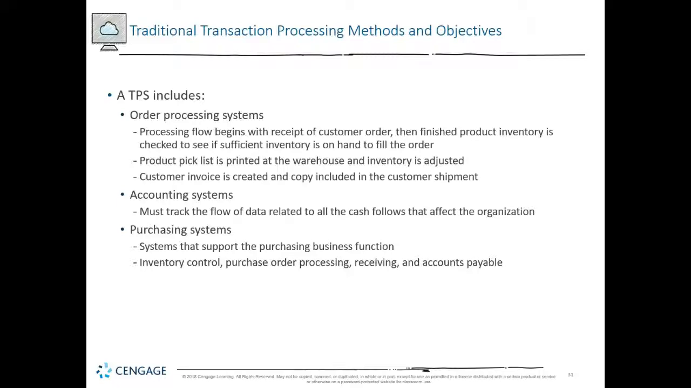Accounting systems must track the flow of data related to all cash flows affecting the organization. Purchasing systems support the purchasing function: inventory control, purchase ordering, receiving, and accounts payable.